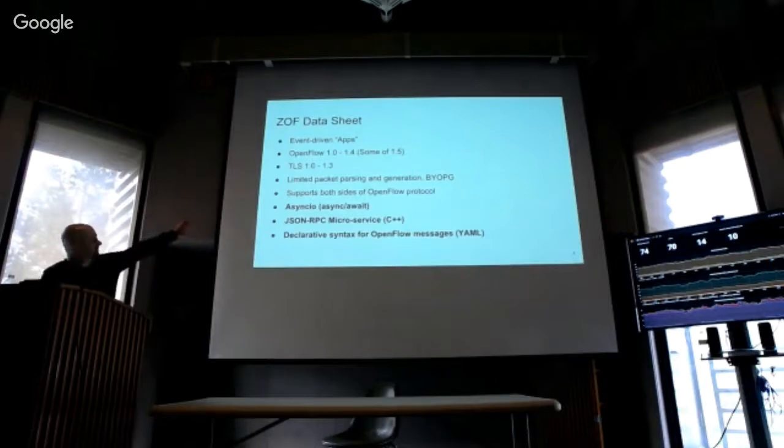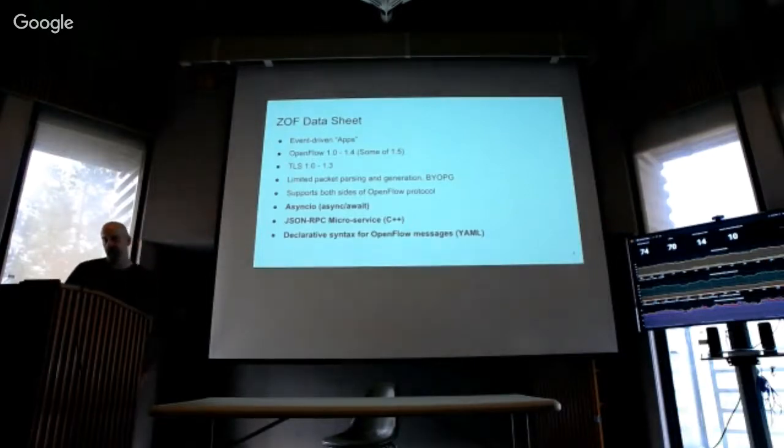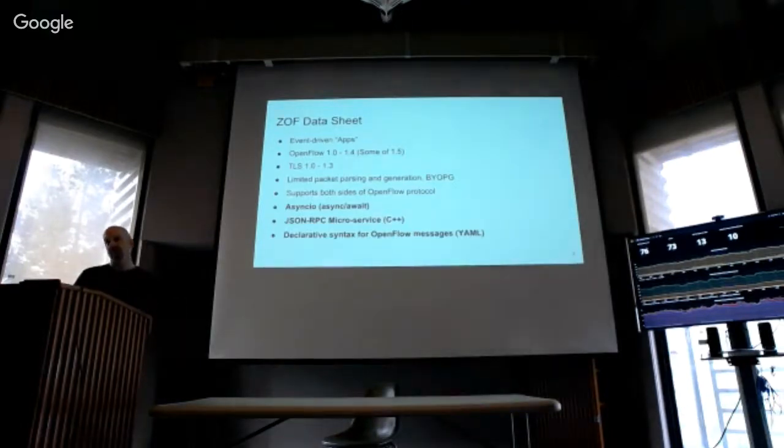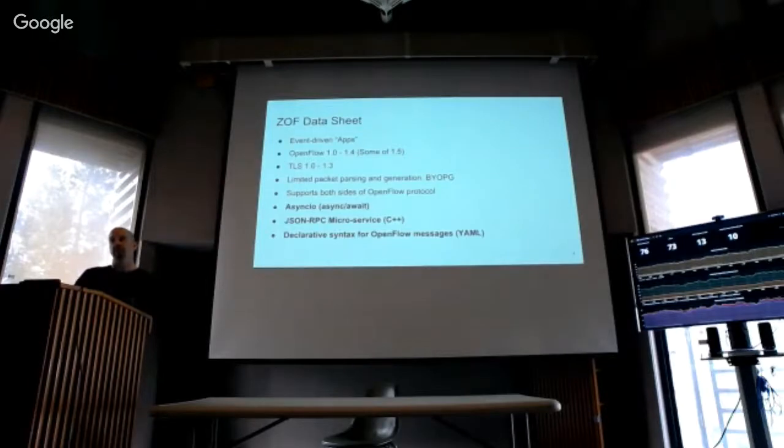So let's get down to the meaty stuff here. Zoff uses asyncio with async/await. Asyncio was introduced in Python 3.4. The keywords were introduced in Python 3.5, so I require Python 3.5. Now, Python 3.6 supports a little bit more, and it's at least 15% faster. So if you're using this, you want to use Python 3.6.